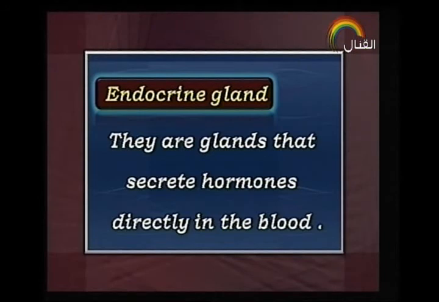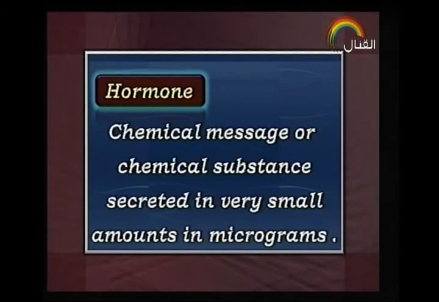Okay, let's revise our lesson today. As we said, we're going to study endocrine glands. They are glands that secrete their secretion directly into the blood. And the secretions are called hormones. What does hormones mean? They are chemical messengers that are secreted in very small amounts, in micrograms.